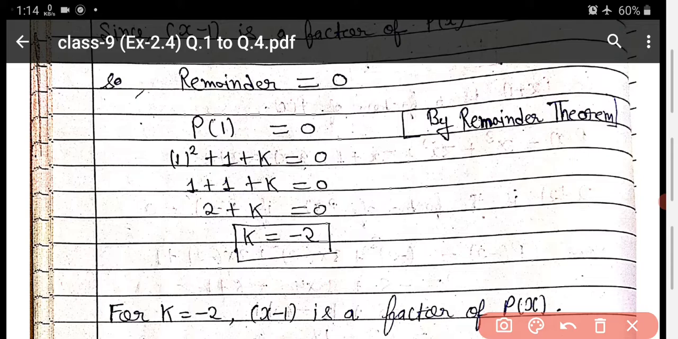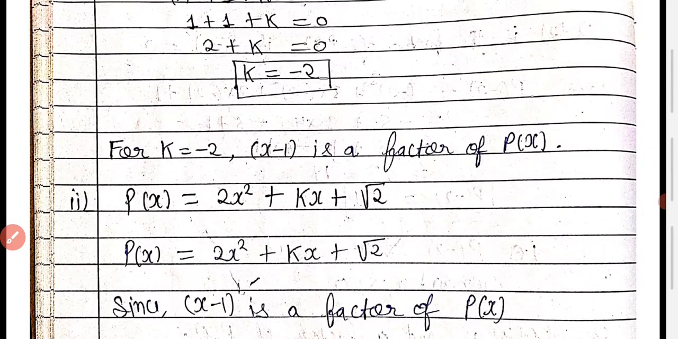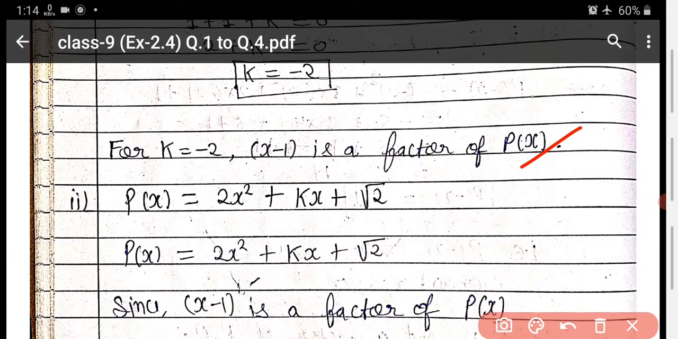So right here for k equal to -2, x minus 1 is a factor of p(x). The question is asking now for what value of k x plus 1 is a factor of p(x). So right here for k equal to -1, x minus 2 is a factor of p(x). Okay, now come on to question number second.